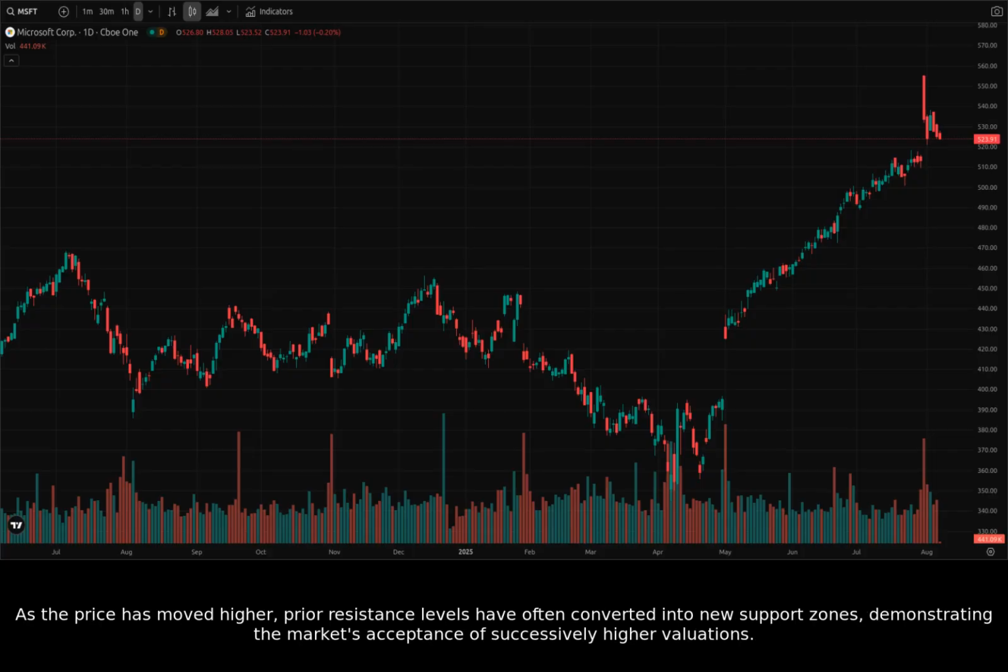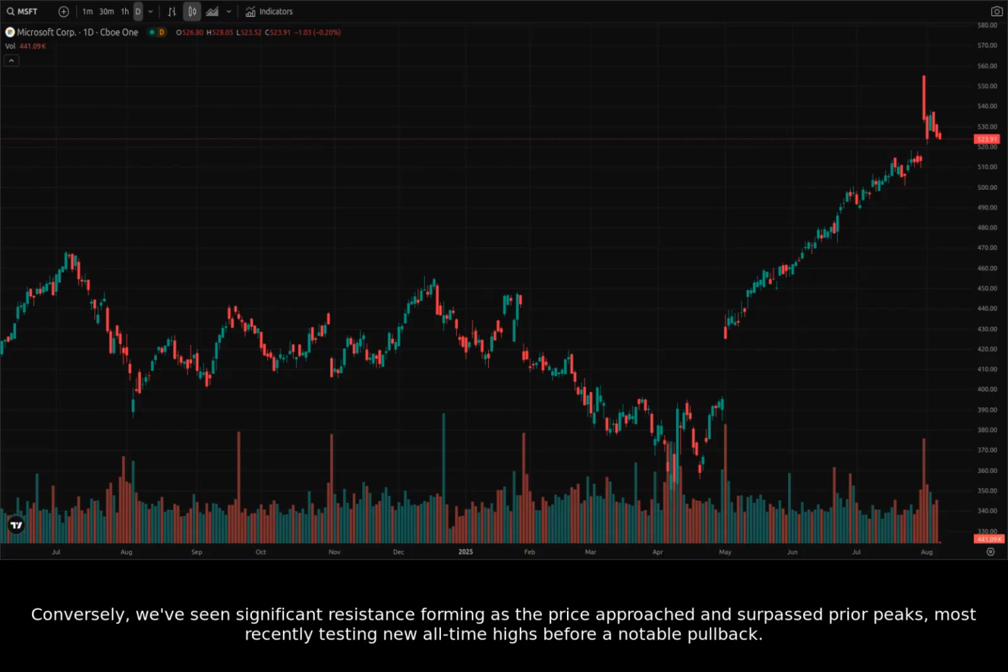As the price has moved higher, prior resistance levels have often converted into new support zones, demonstrating the market's acceptance of successively higher valuations. Conversely, we've seen significant resistance forming as the price approached and surpassed prior peaks, most recently testing new all-time highs before a notable pullback.